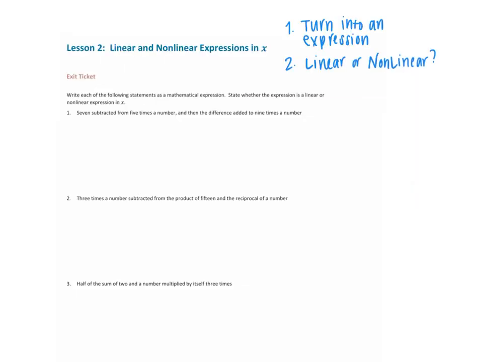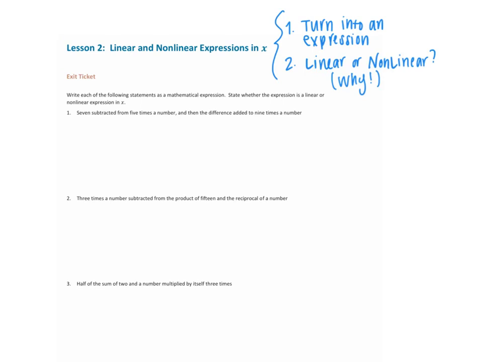All right, here's your exit ticket for today. You have 3 questions. These are the things you're doing for each question. You are doing these 2 things. You're turning your written sentence into an expression. That's what we did in lesson 1. And then you're going to determine, is this linear or nonlinear? And tell me why. The explanation is super simple, right? We went over it throughout this entire lesson.